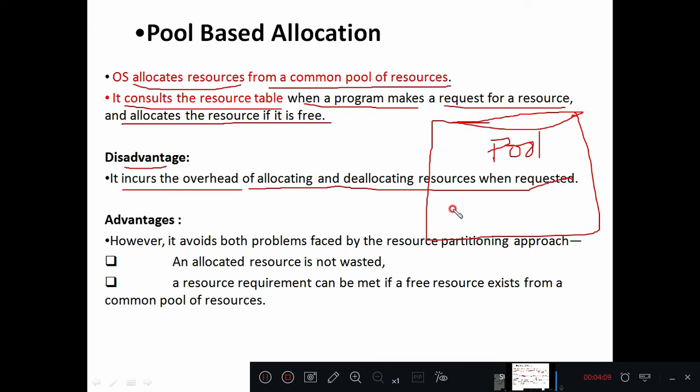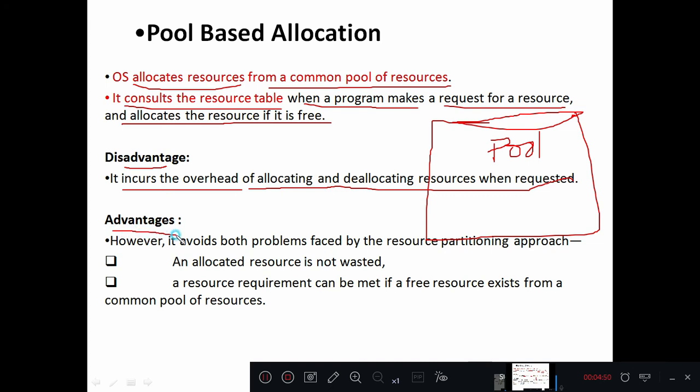Once the user program gets over, it will be deallocated, and the particular resource will be kept back in the pool. Then again the operating system will update the resource table, right? So that is the only disadvantage. It will continuously monitor the status of those resources, and whenever a request comes, it will jump to the resource table, check the status, then jump to the common pool of resources, and from that pool a particular resource is allocated to a program, right?